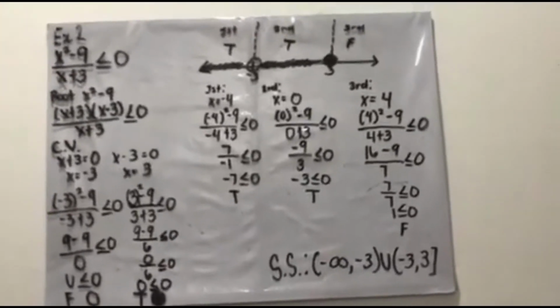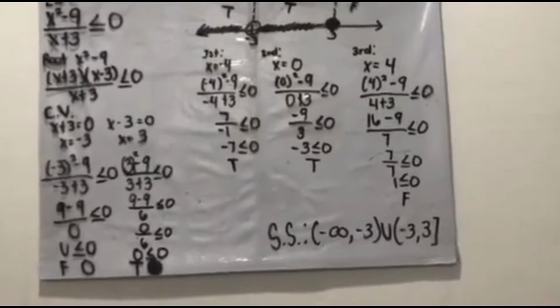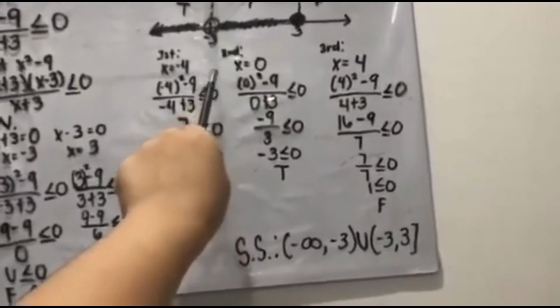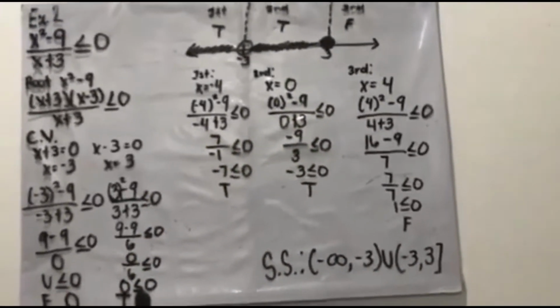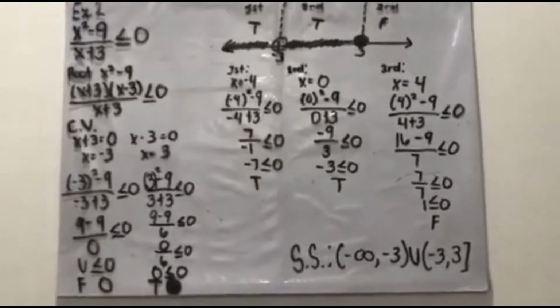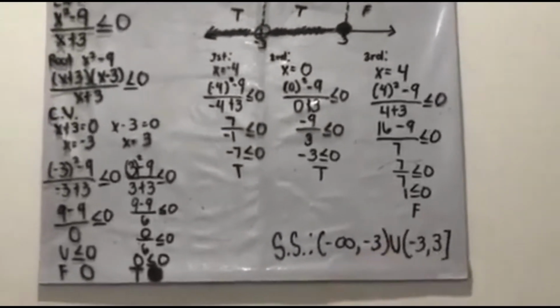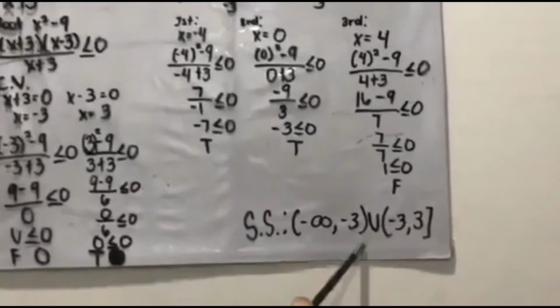So, dun sa solution set, negative infinity and negative 3 is union to negative 3 and 3. So, kaya yan naka-bracket kasi lagi nating tandaan na kapag yung critical values niya is true, laging naka-bracket yan. Kapag naman false, ganyan lang yung itsura niyan.